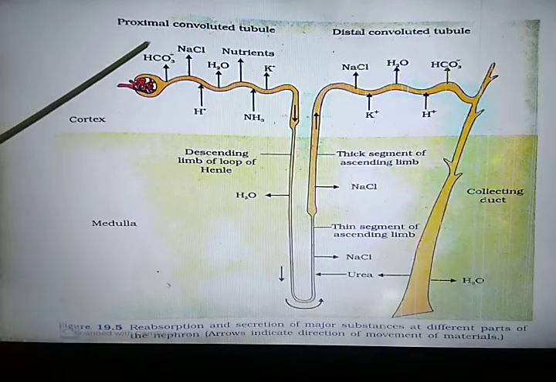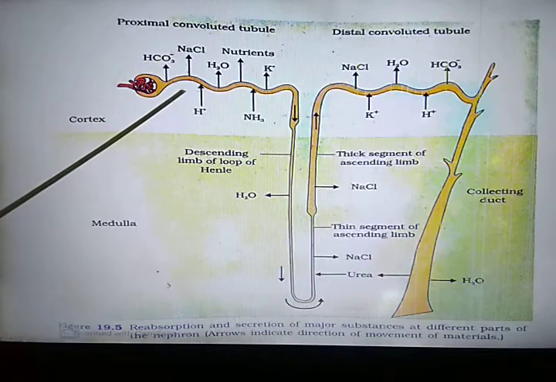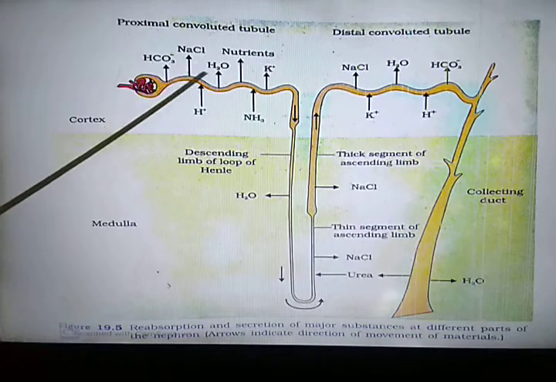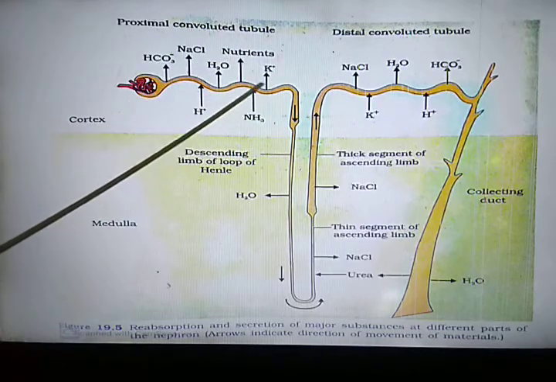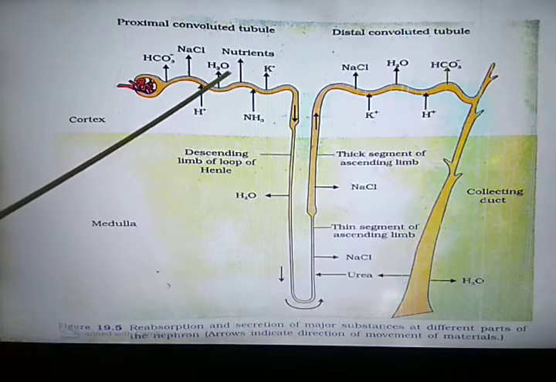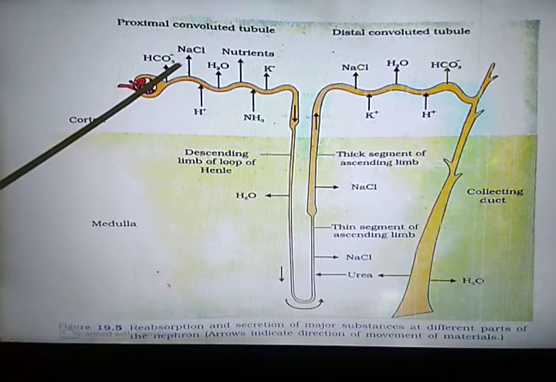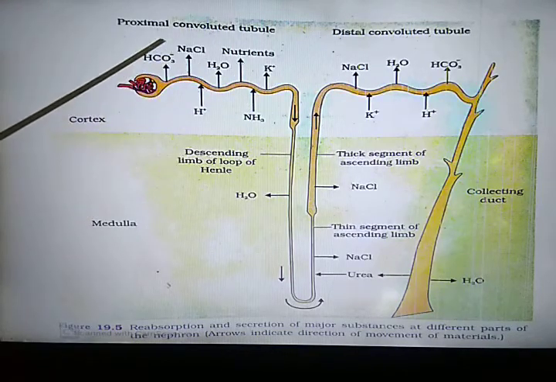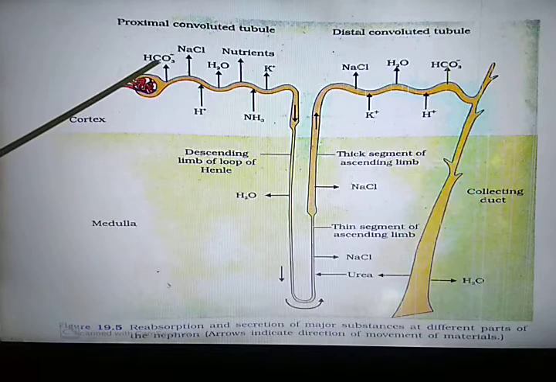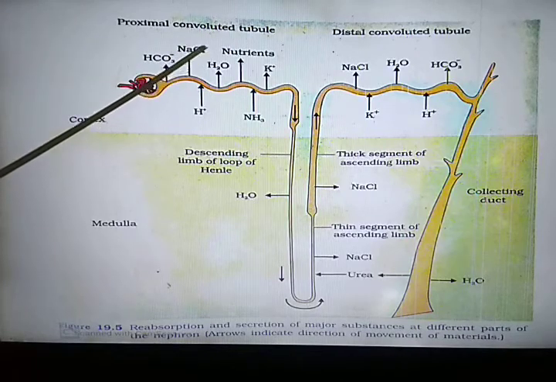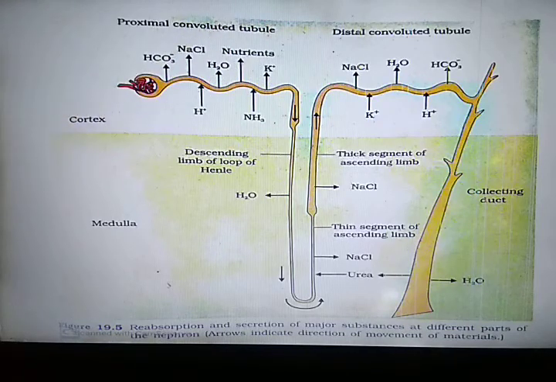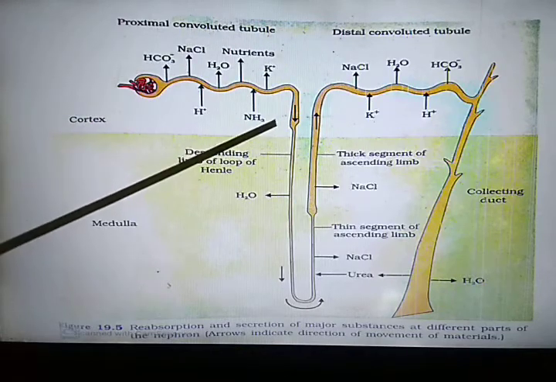In the proximal convoluted tubule, reabsorption of all the essential nutrients, electrolytes, water, bicarbonate ion, and nitrogenous waste takes place. You can see the arrows here; they are moving outward, which shows reabsorption. So reabsorption of bicarbonate ion, sodium ion, chloride ion, water, nutrients and potassium takes place in the proximal convoluted tubule.